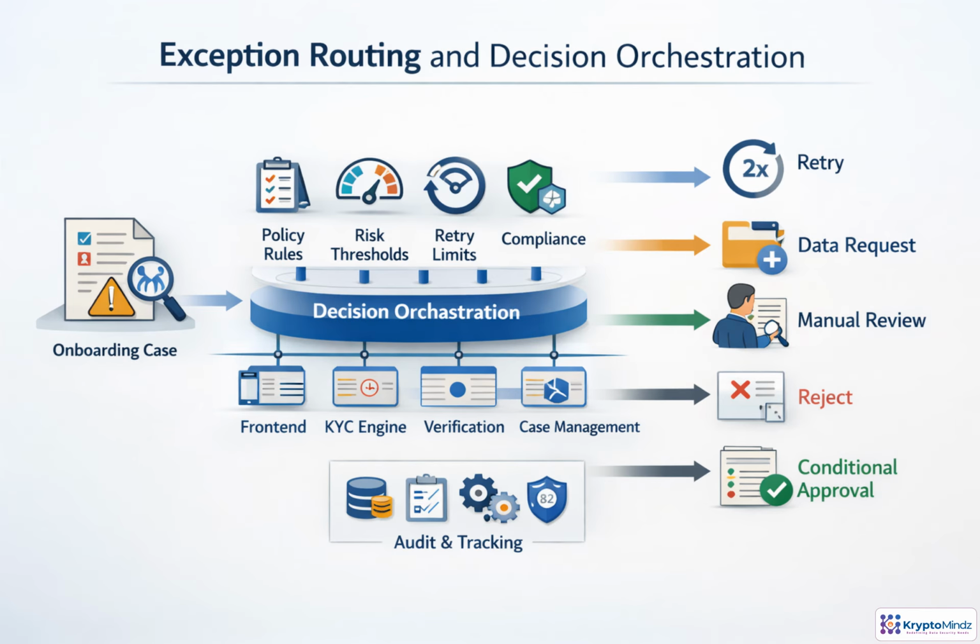When an onboarding case hits an exception, the goal isn't to stop it. The goal is to route it intelligently. A decision orchestration layer evaluates policy rules, risk thresholds, retry limits, and compliance constraints, then picks the next step. That might be a limited retry, a request for more data, a manual review, outright rejection, or conditional approval. Every decision, rule version, and score is captured, so all systems share the same case state and a complete audit trail.